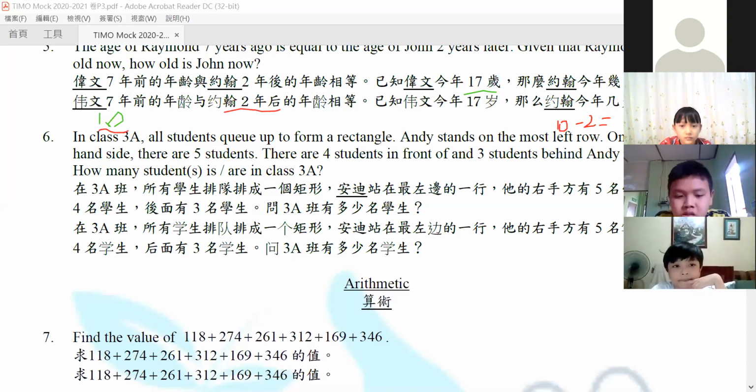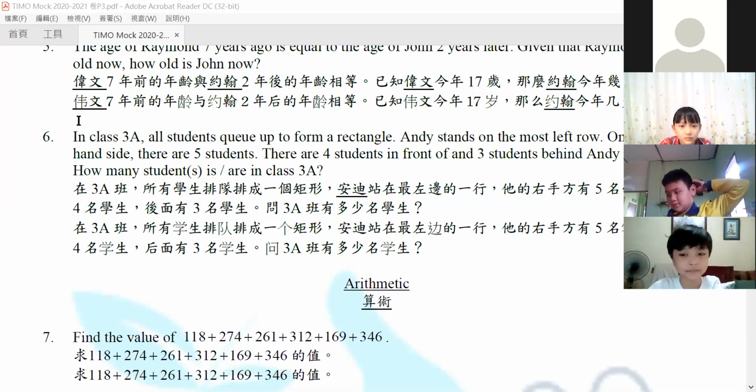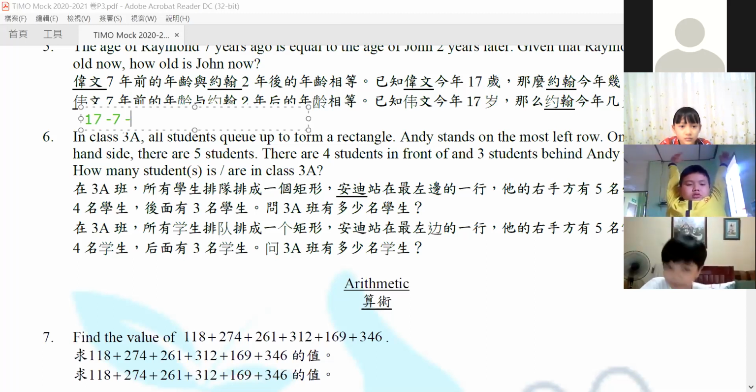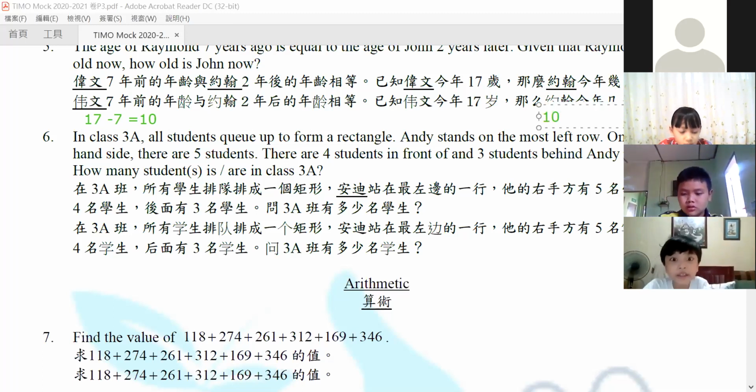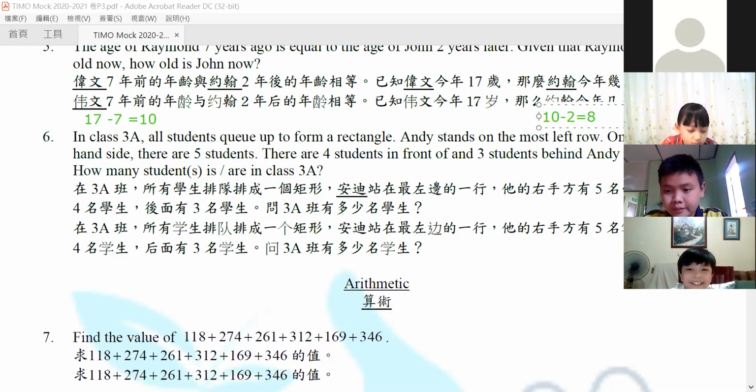All right, now let's use it. Because Wyman now is 17 years old, Wyman 7 years ago must be equal to 17 minus 7 equals 10. But it is equal to John 2 years later. So John now should be 10 minus 2, which is equal to 8. So our answer is 8. It's just that simple.